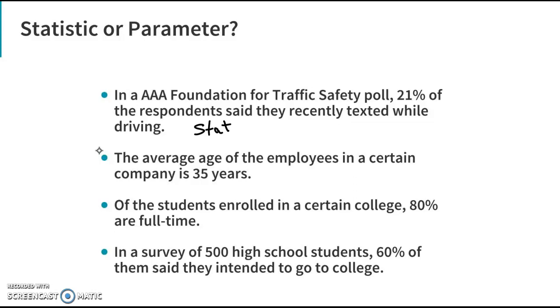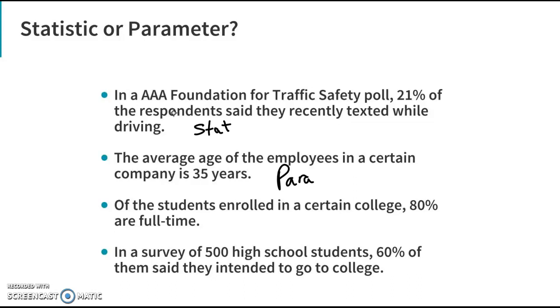Okay, the average age of the employees in a certain company is 35 years. So they looked at this company and they found the average age to be 35 years. Now they didn't say we looked at just a few. They said we looked at the employees at this company. So they're looking at all the employees at this company. So since the 35 came from the population, this has got to be a parameter. I'm just going to abbreviate para.